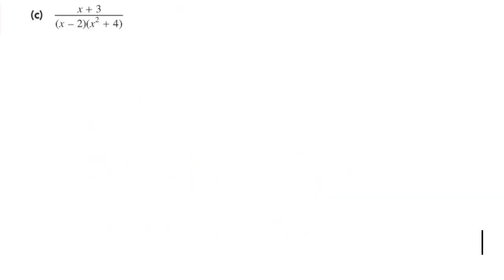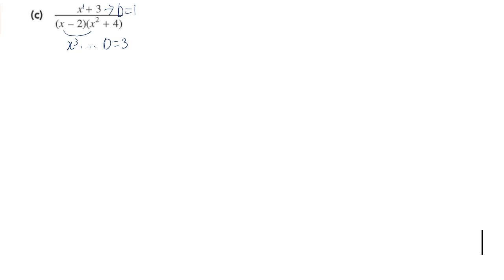Usually we have to check if this is a proper or improper fraction. So let's check for the degree of the numerator. Yes, this is x to the power 1, so this one is degree 1. And if you look at the denominator, that will give you x cubed plus some other terms, so that will be degree 3. Yes, this is a proper fraction, so we can apply all the rules we've learned so far to express it into partial fractions.